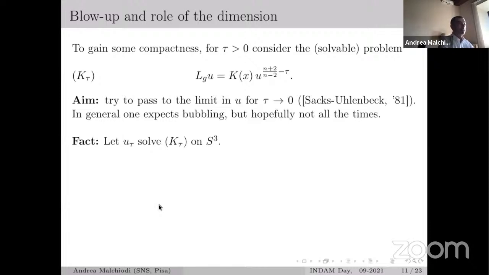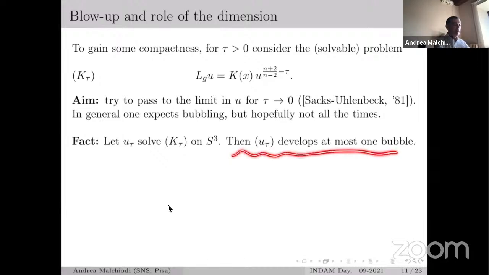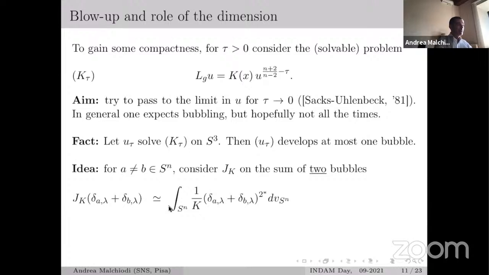So there is a fact. Consider solutions of the problem in 3 dimensions, on S3. Then you can show that u tau develops at most 1 bubble. I said that solutions can lose uniform bounds, and then you can rescale them to obtain some limiting profiles. Well, in 3 dimensions, you can do this only once.